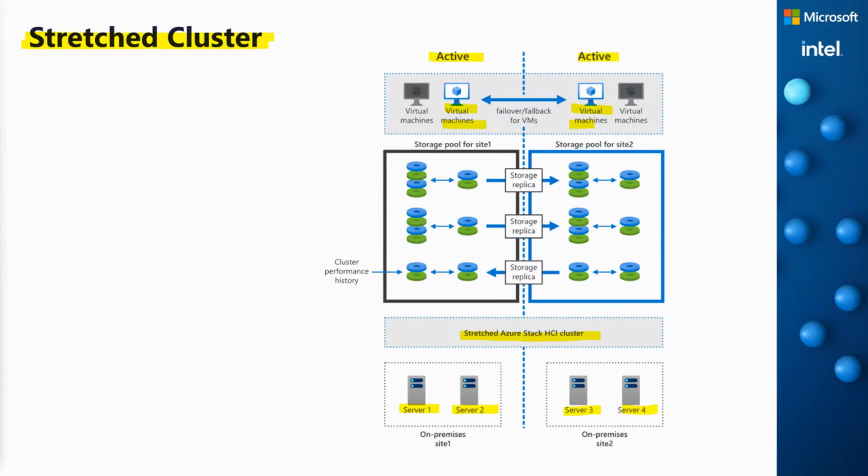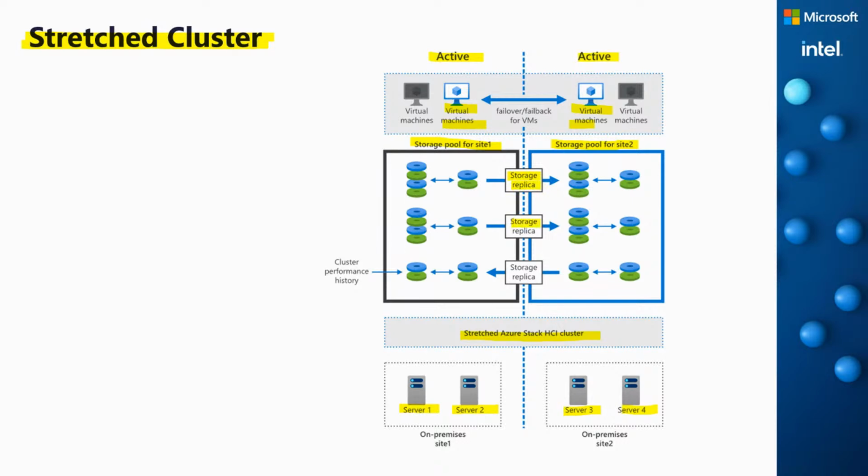And in this specific configuration, we have 2 pools, a storage pool for site 1 and a storage pool for site 2. So from the architecture, it looks a little bit like 2 Azure Stack HCI clusters in the 2 sites that use Storage Replica between these clusters.